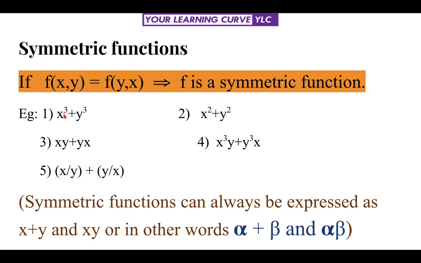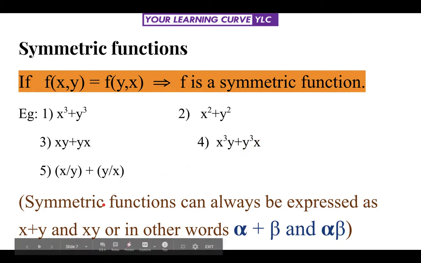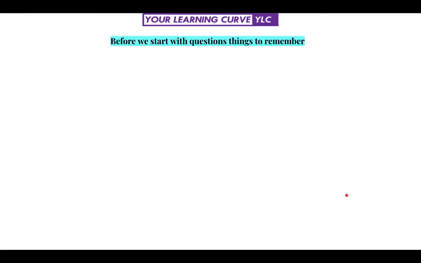Remember, if I write x cube minus y cube, then it is a different expression. Y cube minus x cube will be a different function in relation with x cube minus y cube. Similarly goes for all these functions. So you have to remember that interchanging of x and y will not affect the value of the function, then the function will be called a symmetric function. Why we are discussing this? We are discussing this because symmetric functions can always be expressed as alpha plus beta and alpha beta, that is sum of roots and product of roots in relation with quadratic equations.